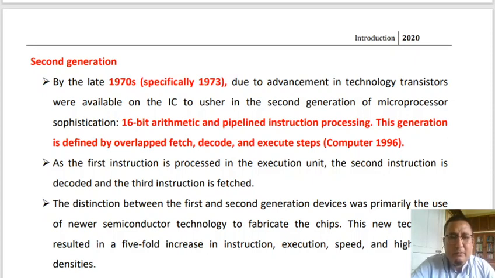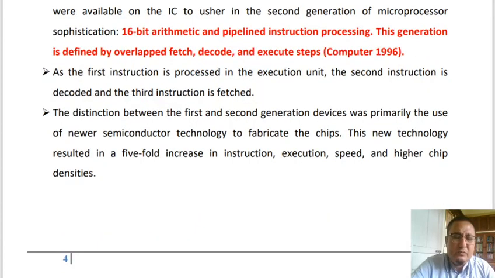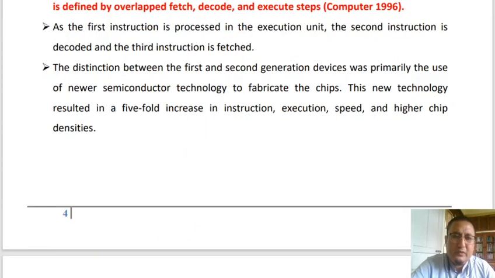Now, in case of pipelining, while the instruction is being executed, the next instruction is being fetched and prepared for processing. The basic distinction between the first and the second generation microprocessors was the use of semiconductor technology, which helped in increasing the instruction execution speed as well as the chip density.